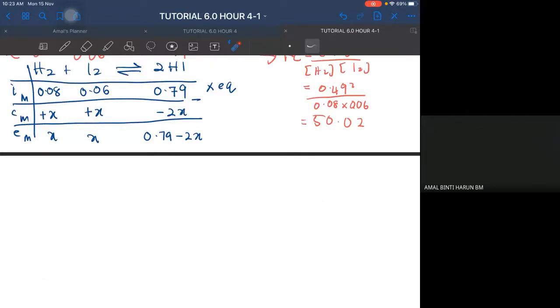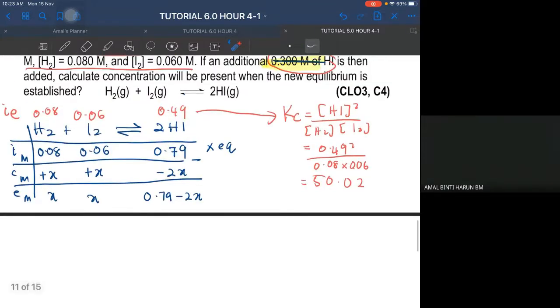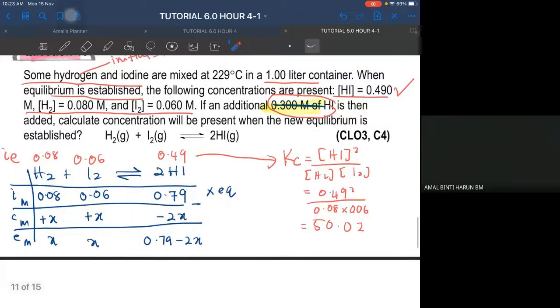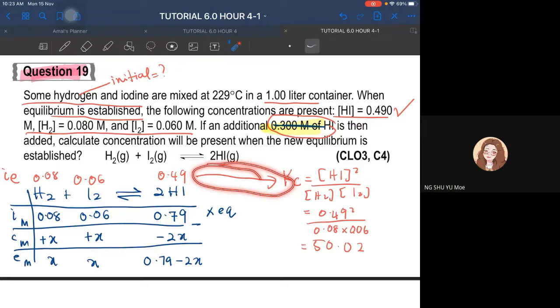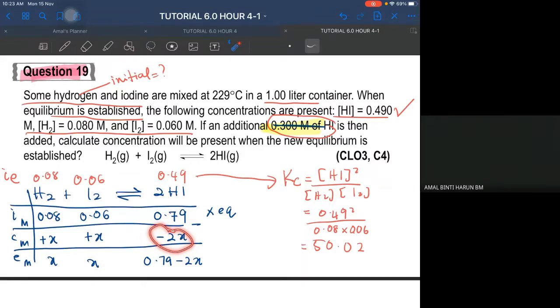Kenapa? Nak tanya? Atau itu change bukan the left yang minus x, right yang plus 2x. Mana? Shift to the left. Dia tak shift to the left lah. Dia maksudkan ini ke? Bukan dalam ice table itu. Yang left adalah minus x. Ini. Ya. Dia tambah apa? HI.